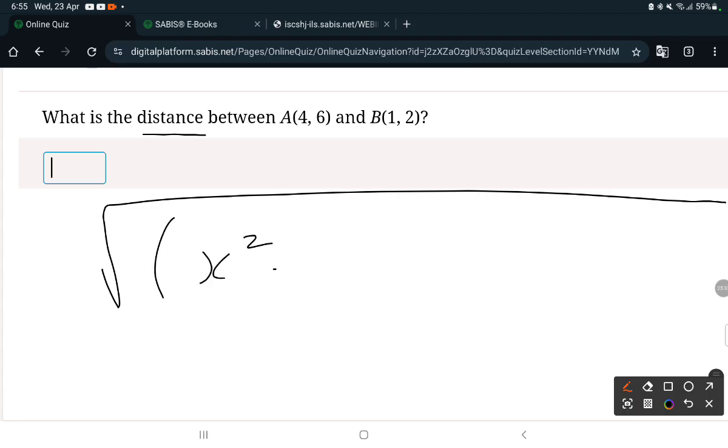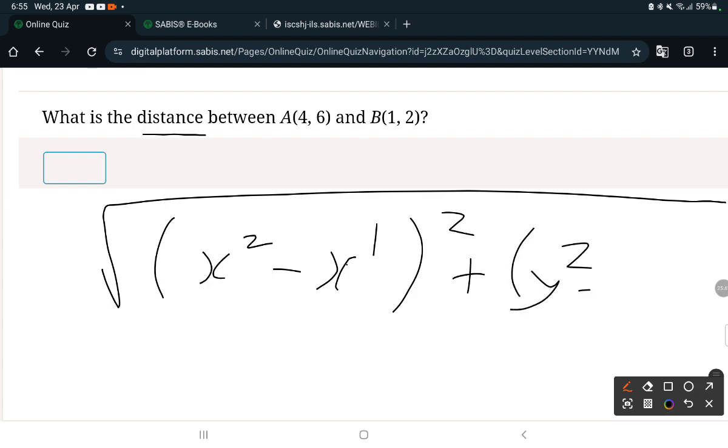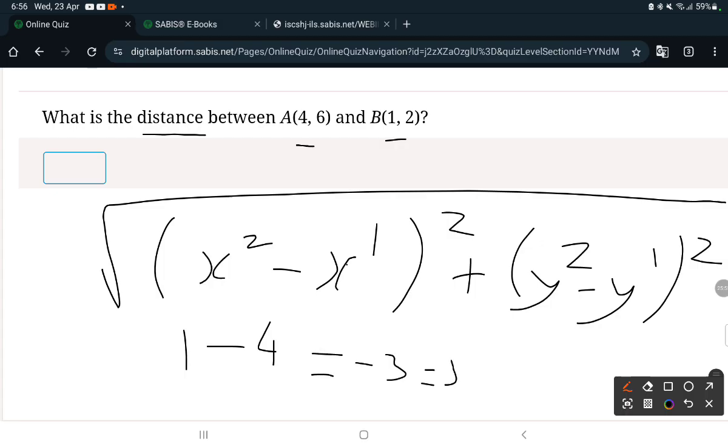x2 minus x1 squared plus y2 minus y1 squared. So we have x2, which is 1, minus x1, which is 4. So we have 1 minus 4. It's going to be minus 3. When you square it, it's going to be 9.